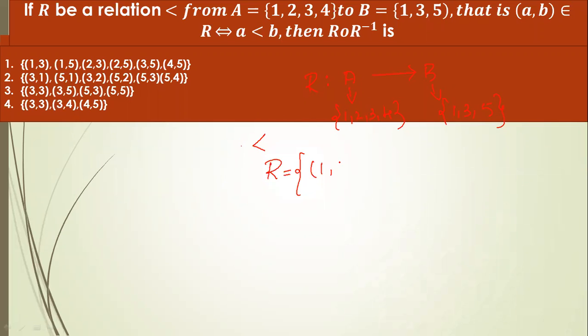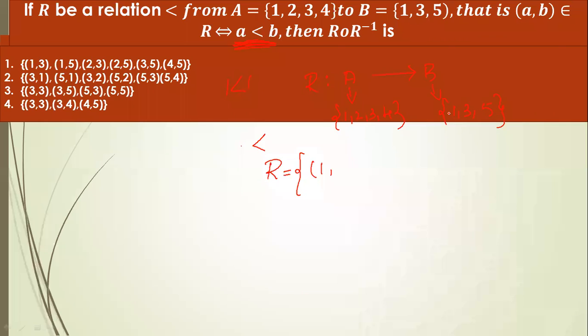the first number should be less than second number. Whether 1 comma 1 belongs to R. Okay. Check. How is the relation defined? It is defined as A less than B. Correct? The relation is defined as A less than B. Whether 1 is less than 1. No. So 1 comma 1 is not there.